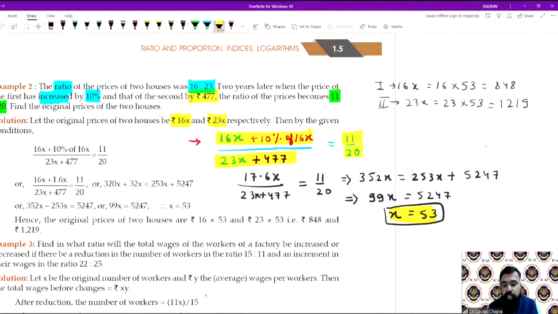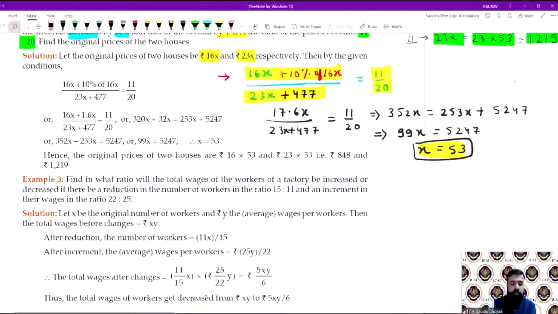नाउ फर्स्ट हाउस की वैल्यू निकालने के लिए 16 को 53 से मल्टीप्लाई करना है, वी गेट 848। एंड सेकेंड हाउस की वैल्यू निकालने के लिए 23 को 53 से मल्टीप्लाई करना है, देन वी गेट 1219। सो ये दोनों हो गई प्राइस, ओरिजिनल प्राइस ऑफ द टू हाउसेस। ओके, so this was example number 2.